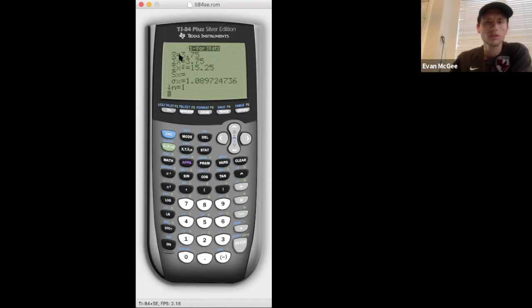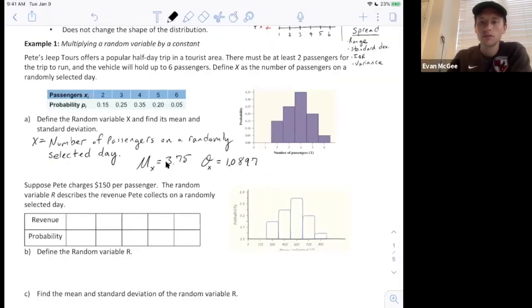So I'll calculate, and you can see the mean or the expected value is 3.75, and the standard deviation is 1.0897. So you can see I've transferred over from the calculator. The mean is 3.75 passengers, and the standard deviation is 1.0897. So if we interpret this, the mean, if we randomly selected many, many days, on average, we'd expect them to have 3.75 passengers. And the typical difference would be 1.0897 passengers from the mean, interpreting the mean and standard deviation.